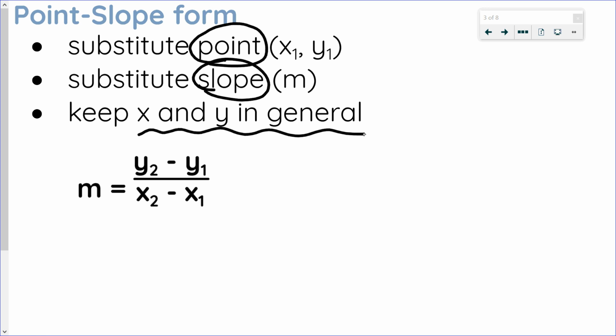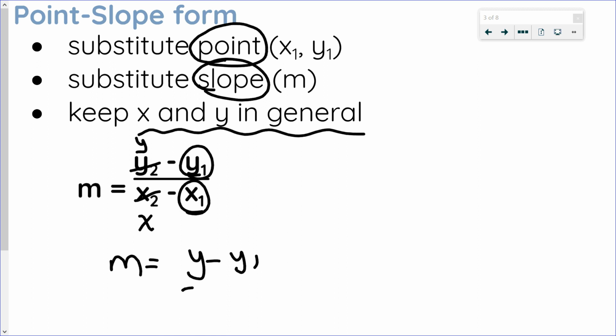So since my point is going to be x1 and y1, I'm going to keep x and y in general. So instead of saying y2, I'm going to keep it in general as y. And instead of saying x2, I'm going to keep it in general for x. So really what I have right now is m equals y minus y1 over x minus x1.